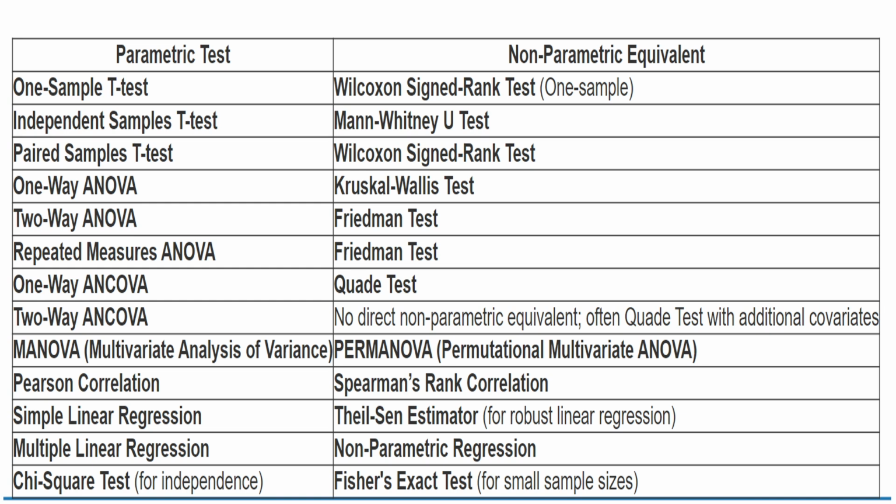For MANOVA, permutational multivariate ANOVA. For Pearson correlation, you can go for Spearman rank correlation, or Kendall's tau, or there is another test you can go for. We will go into that at a later stage. For simple linear regression, the Theil-Sen estimator for robust linear regression, and for multiple regression, non-parametric regression. And for chi-square, Fisher's exact test for a small sample size.